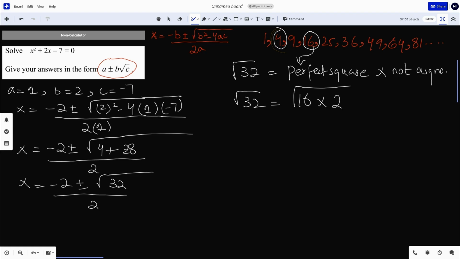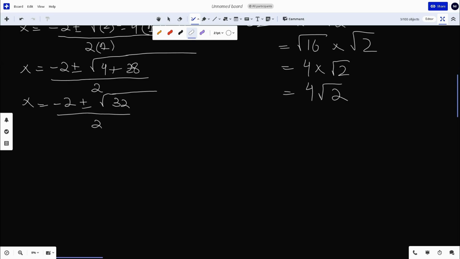Once you are done with these steps, you have to apply the square root to both numbers separately. Apply the square root to 16, then apply the square root to 2. The square root of 16 gives me 4, and 2 remains as it is. So my answer is going to be 4 square root 2. Now I have a simplified form of the square root of 32, that is 4 square root 2.